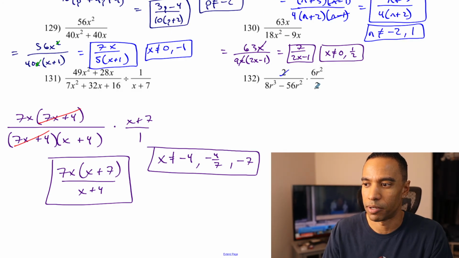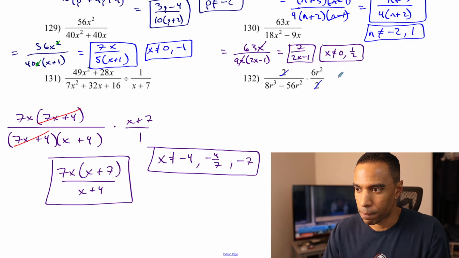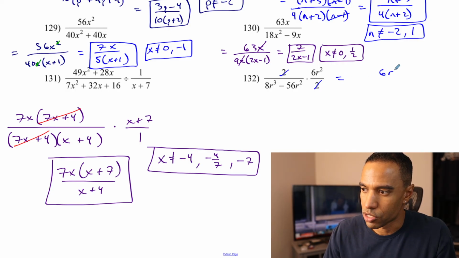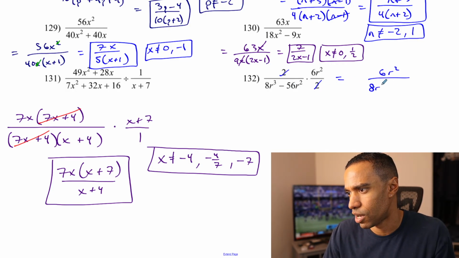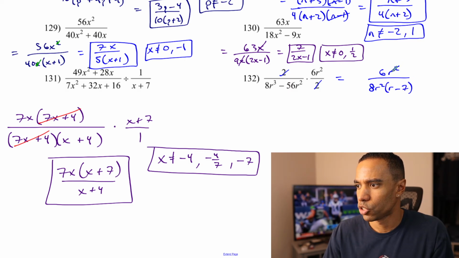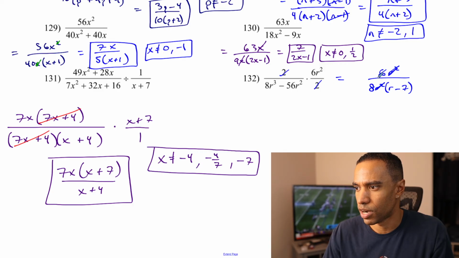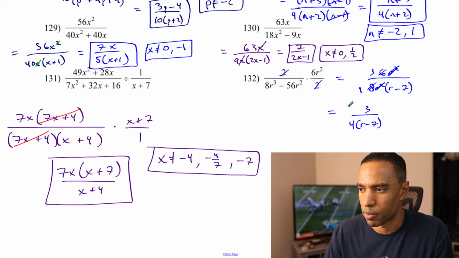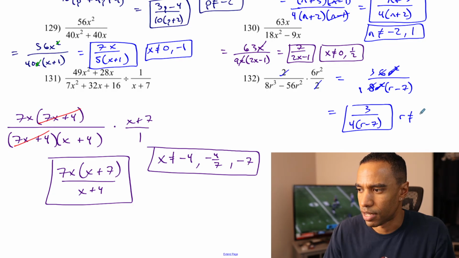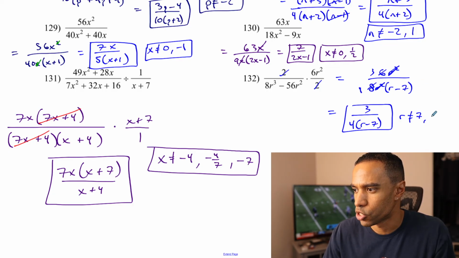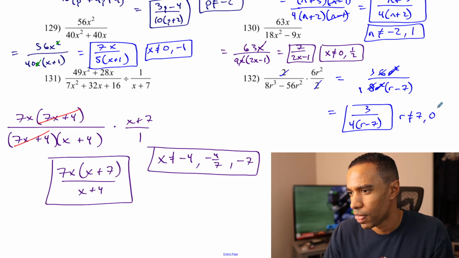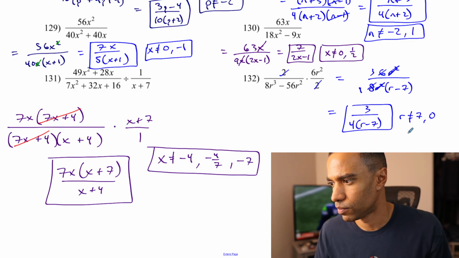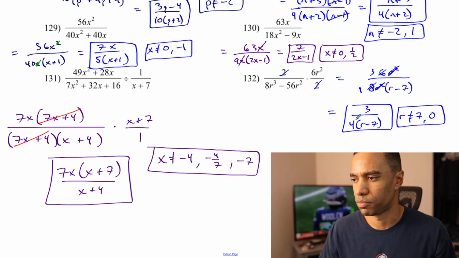All right, number 132. 2 divided by 2 is 1. I'm going to take care of that right now. 6r squared is on top. On bottom, I can factor out an 8r squared, and I'm left with r minus 7. R squared over r squared is 1. 6 over 8 is 3/4. And we'll have 3 over 4 times the quantity r minus 7. R is not allowed to equal 7. Those r squareds would have represented 0. And I think that's it. R can't equal 7 or 0.